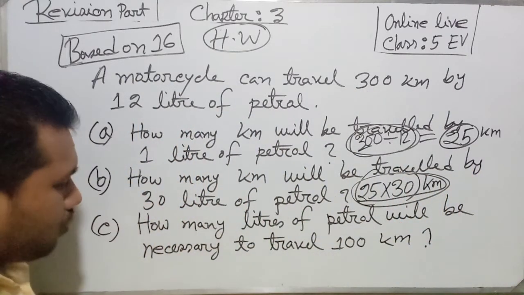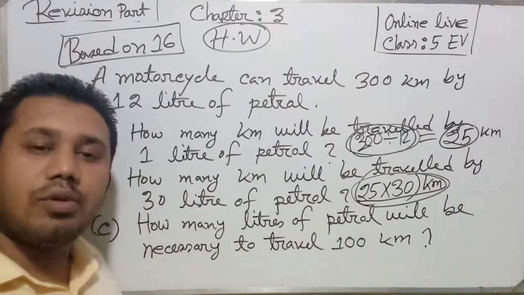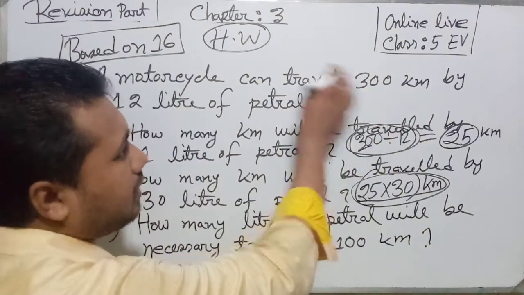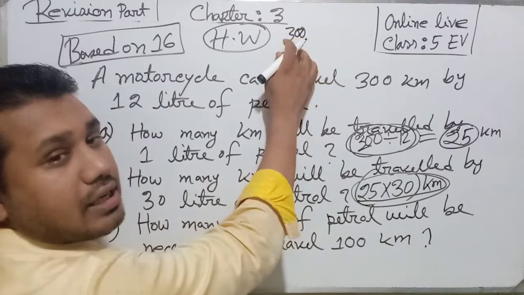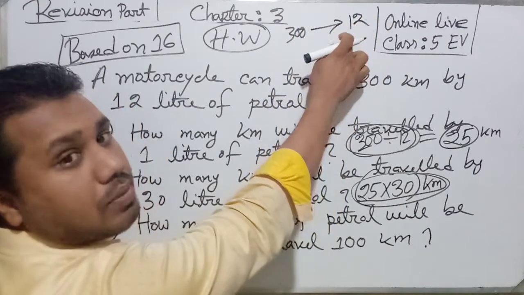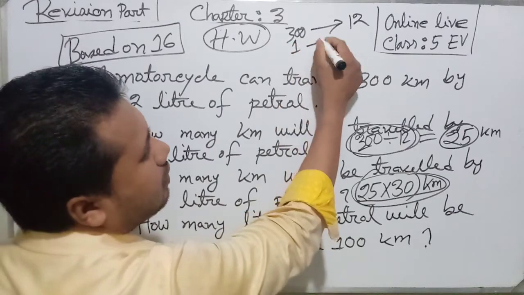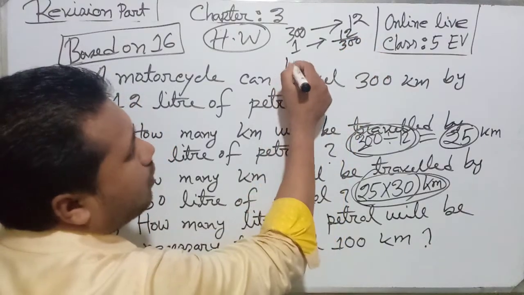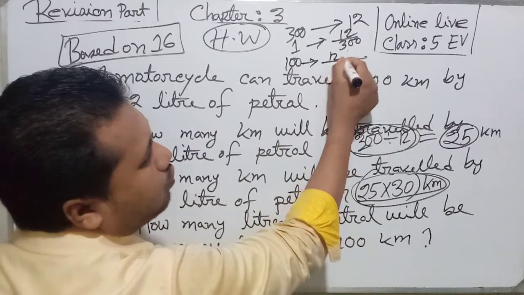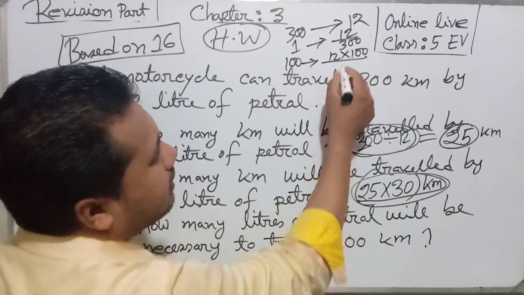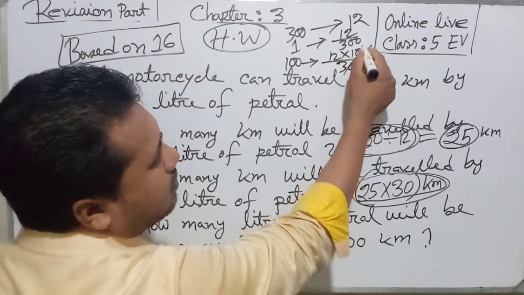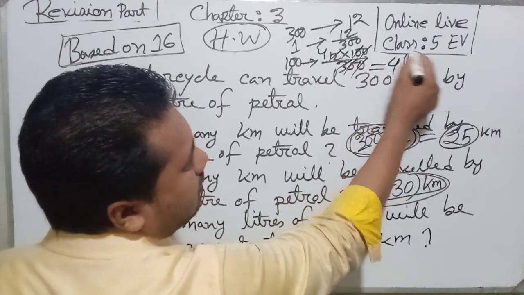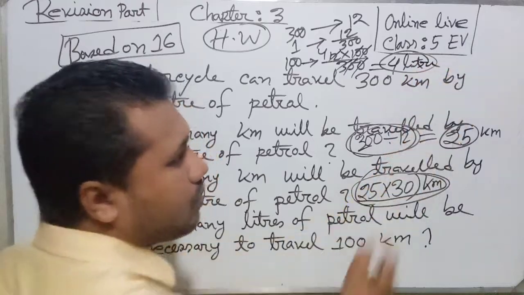Now, how many liters of petrol will be necessary to travel 100 kilometer? So we have to write it as a converse. So we can say 300 kilometer can go by 12 liter. So for 1 kilometer we need less, so 12 divided by 300. Now if we want to go 100 kilometer, then we need 12 into 100. Now we need more, so multiply, divided by 300. Now if we cancel the 0s, 0 0, and 3 divided by 4... this is 4. So we can say 4 liter. So our answer is 4 liter of petrol.